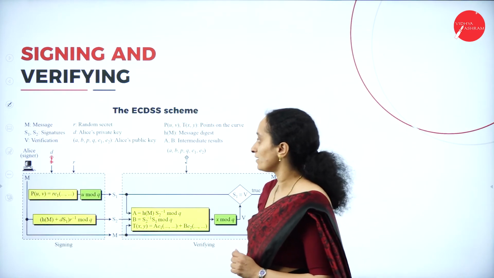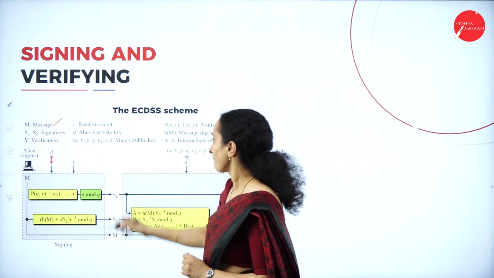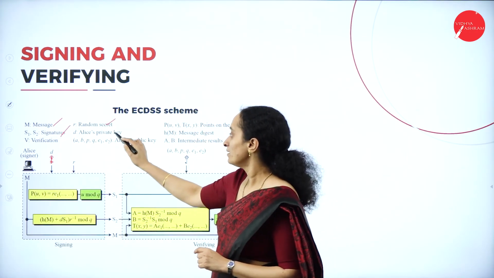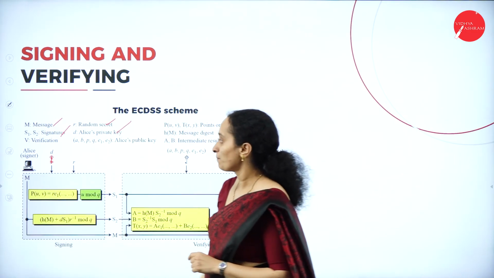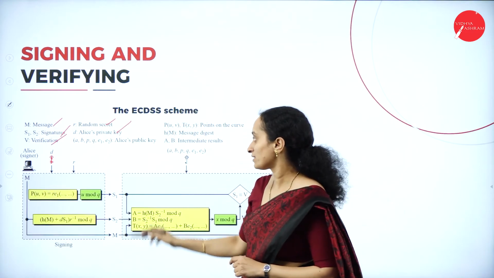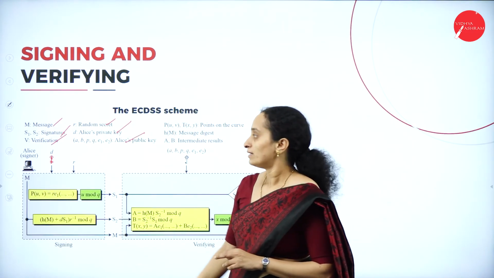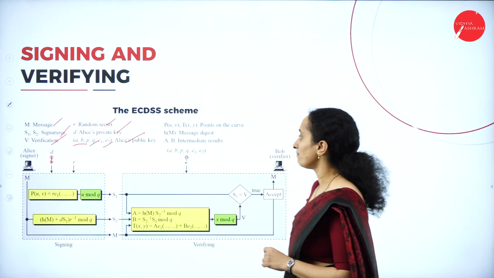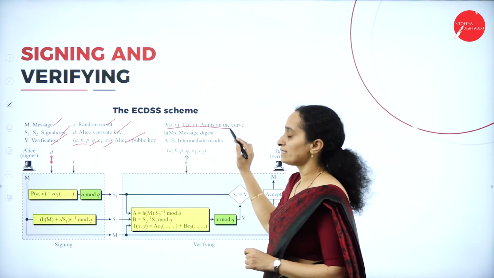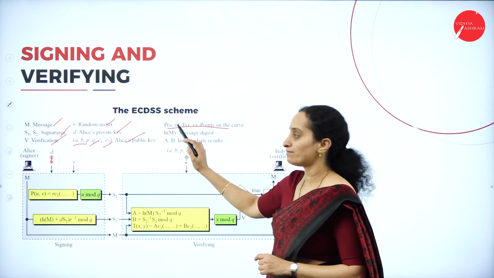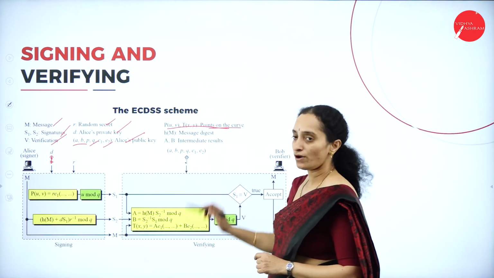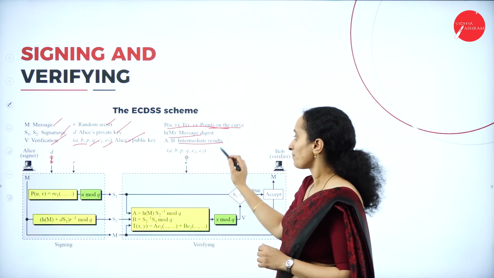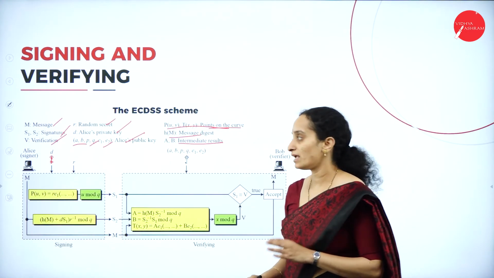How is signing and verifying done here? We use the message, two signatures S1 and S2, a random number, Alice's private key D, and the verification function. Then we use two points on the curve, P of U and V and T of X and Y. Then the message digest will be generated, and then we get the intermediate results A, B.